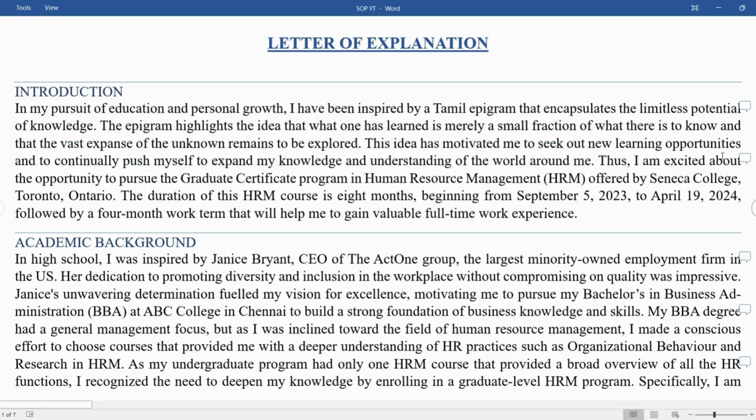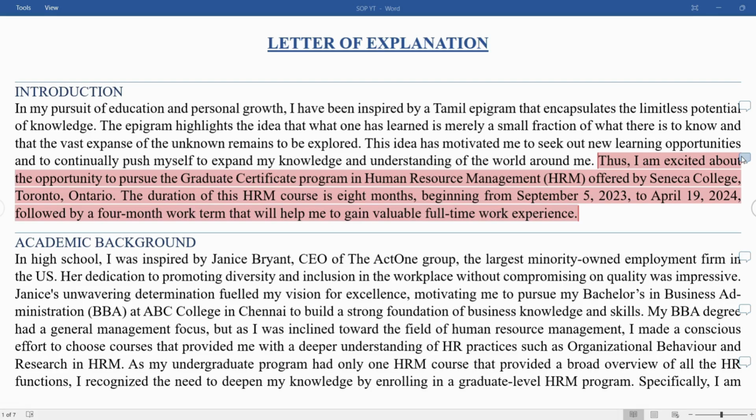Then after that, I connected it with the course and the purpose of the letter. So the purpose of me writing this letter is to get my study permit for the course. So be sure to mention the course right here and the duration of the course. And if you're doing a co-op, include that as well in your introduction.